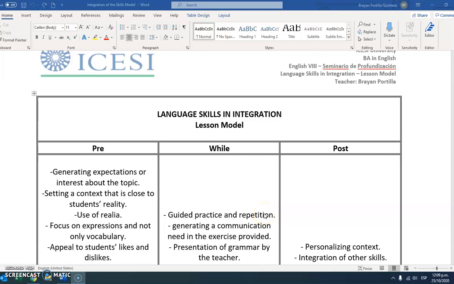As we get a little closer to the teaching of the different skills, what we are going to check now is the lesson plan model that we can follow. This lesson plan model that I am proposing for you in this class is trying to follow the language skills in integration. It includes a pre-stage, a while stage, and a post-stage.